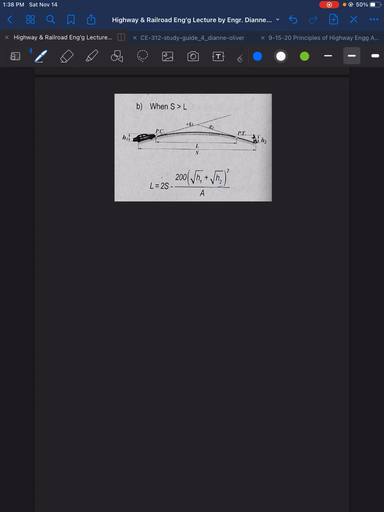Now for A, it is equal to G1 minus G2 in percent. It says there it is in percent. So this is 5 minus negative 3.4%. So A now is equal to 8.4%.